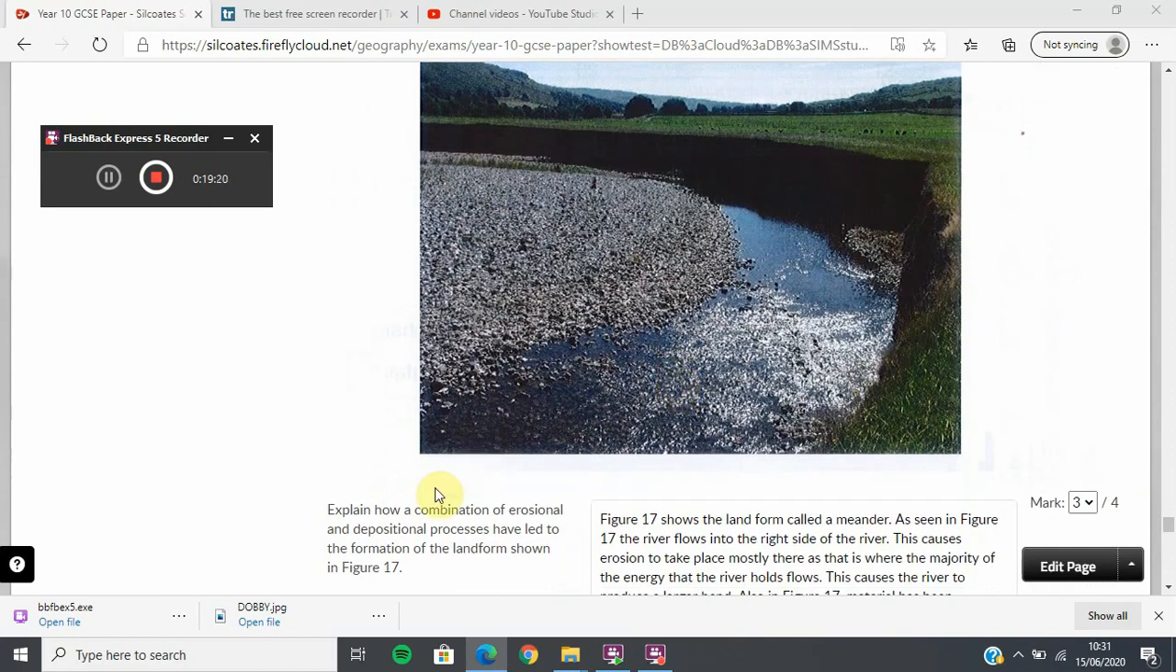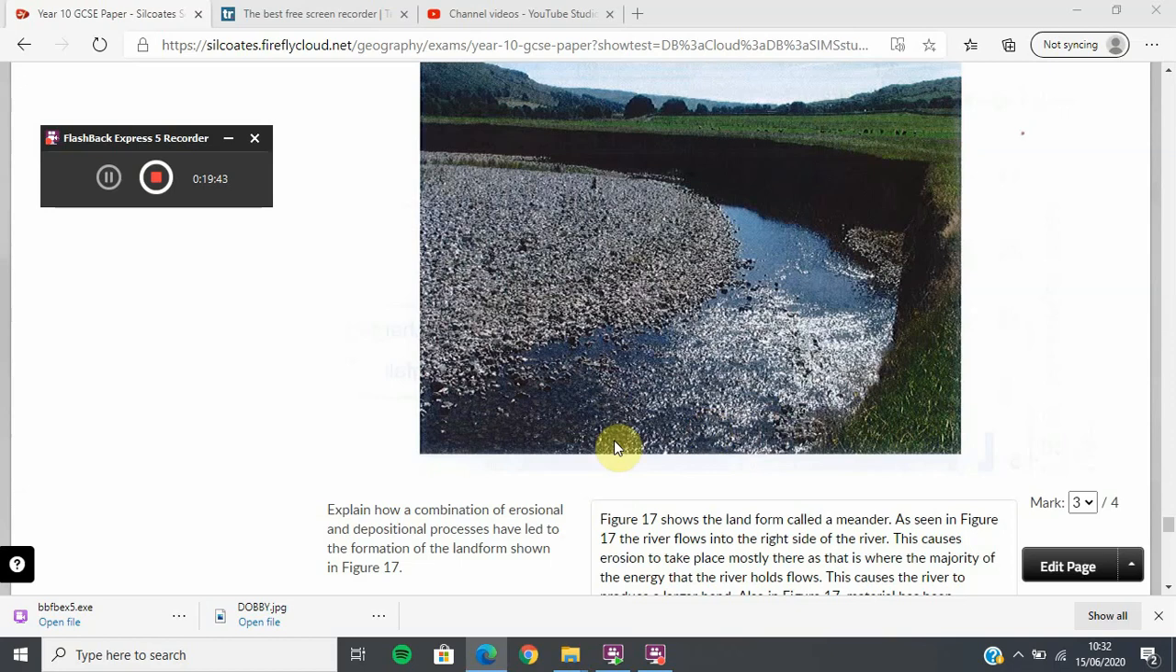We'll just go through it now, but it says here, explain how a combination of erosional and depositional processes have led to the formation of the landform shown in figure 17. Well, what is this landform? It's a meander. The question basically says, explain a meander to me. That's all it's asking you to do. It's wanting you to say, how does a meander form?